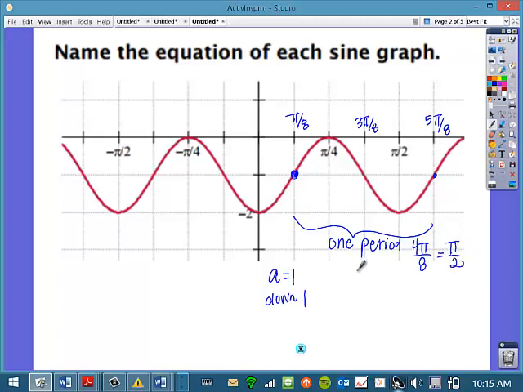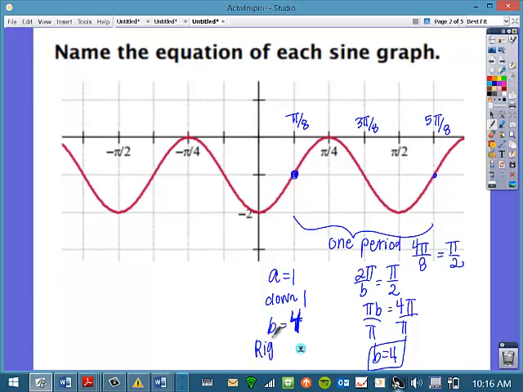So if you're thinking about how your period is 2 pi over b, 2 pi over b is equal to pi over 2, you can just cross multiply. Pi b is equal to 4 pi, divided by pi, and so b is 4. So b is 4. Whoa, b is 4. Brain fart. Okay, and then I just shifted my function to the right pi over 8.